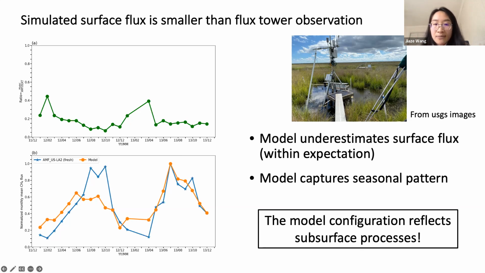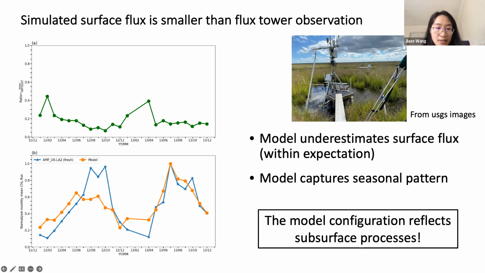So it is actually within my expectation, and it is supposed to underestimate the surface flux if I compare with eddy covariance tower data. I also checked whether the model captures the seasonal pattern of the methane emission, because no matter whether the methane is from the water, coastal water, or from the subsurface, they all show a seasonal pattern, with the summer season as the peak and the winter season as a trough.